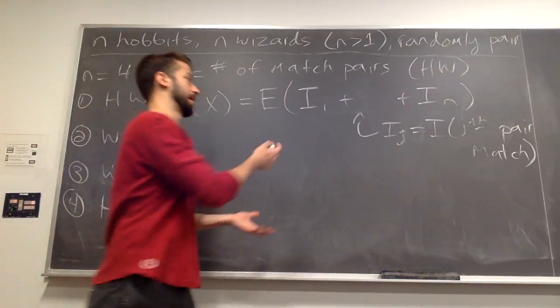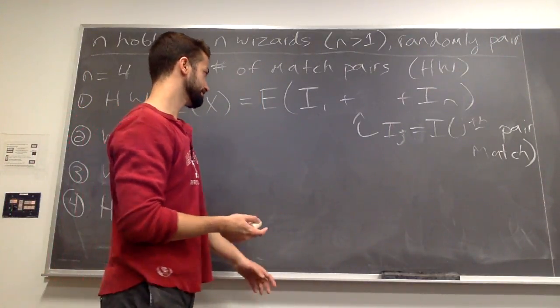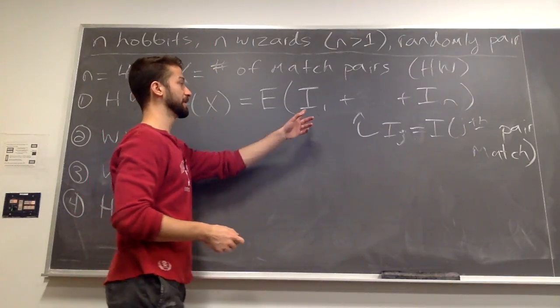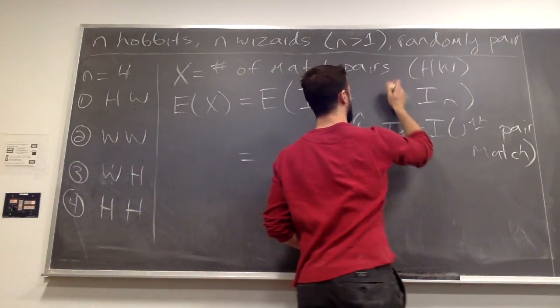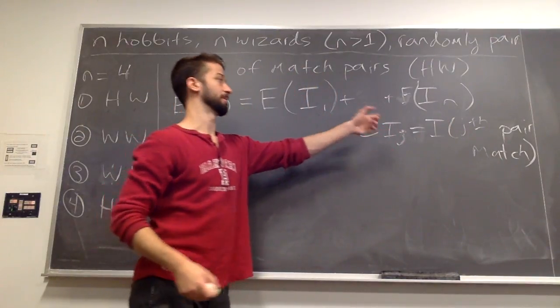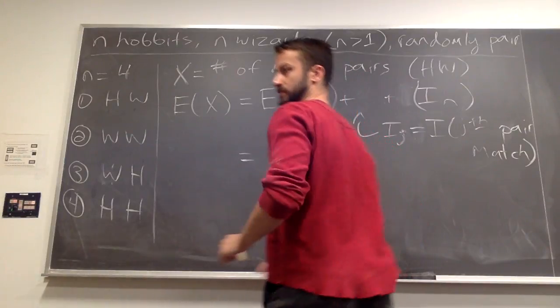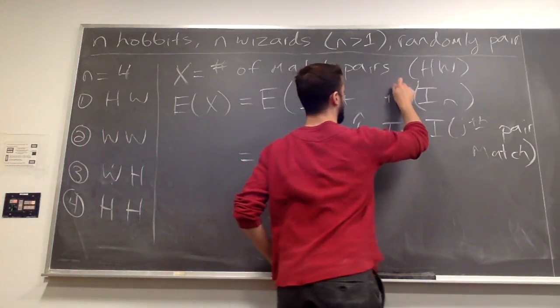It is equal to x. We're adding up the 1 if a pair is a match. That's fine. Okay, linearity, right? By linearity, we can just take the expectation of the sum. So instead of just the expected value of all of them, it's the expected value of I1 plus blah, blah, blah, plus the expected value of IN.